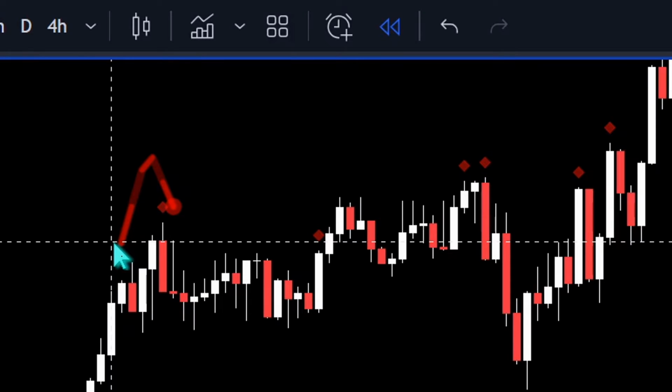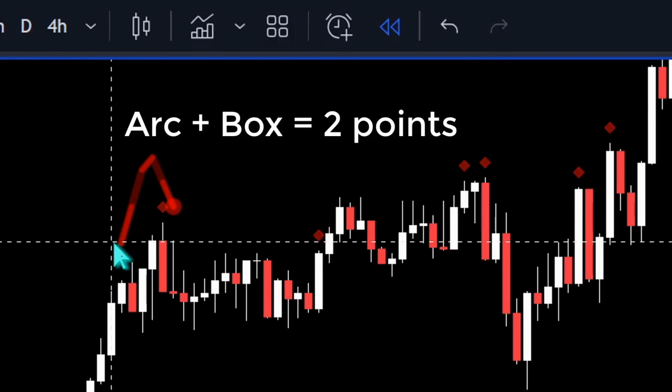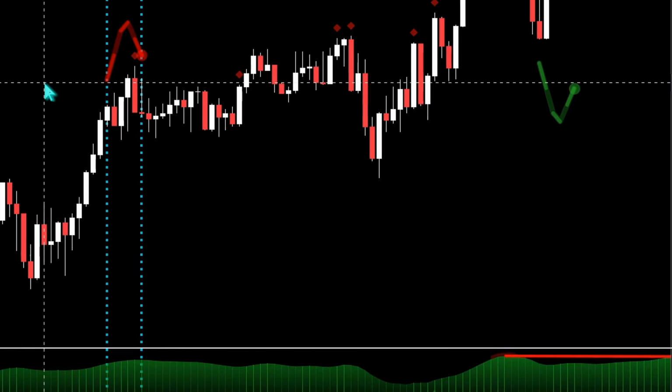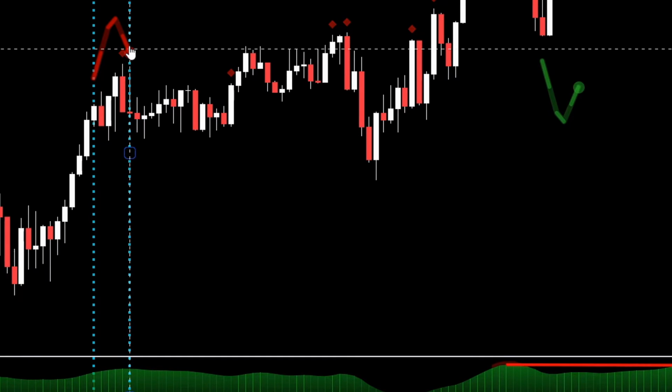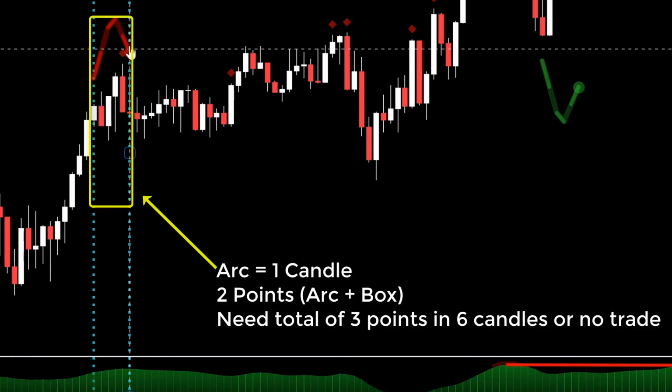The arc is 6 candles long, but I count all of this as 1 point. I lump all of the 6 candles together. But within that arc, we also have a box right here. So this would be 2 points. None of these would be trades though. So the full arc counts as 1 candle and 1 point. So the arc is 1 point, the box is 1 point.